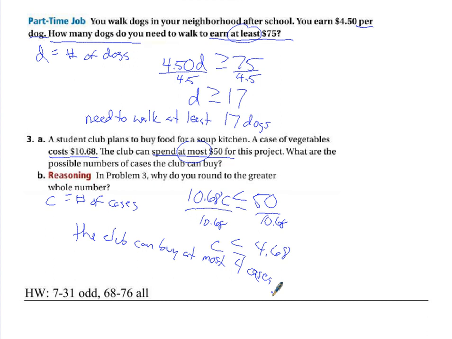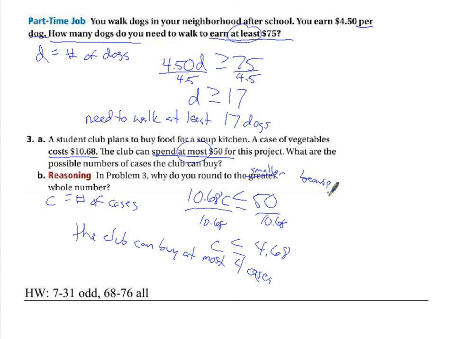So for part B, it says in problem 3, why do you round to the greater whole number? You actually don't round to the greater whole number. That's a mistake. You round to the smaller whole number. Even though for rounding, you technically would normally round up. But in this problem, we can't round up because then we'll be over the budget. So we round to the smaller whole number because you can't buy half a case.